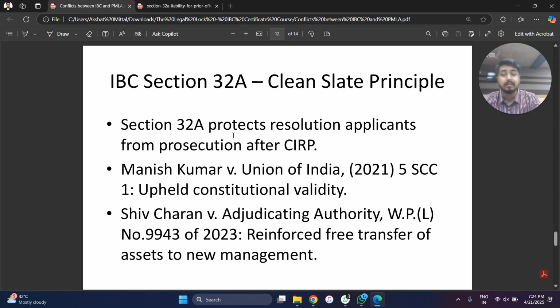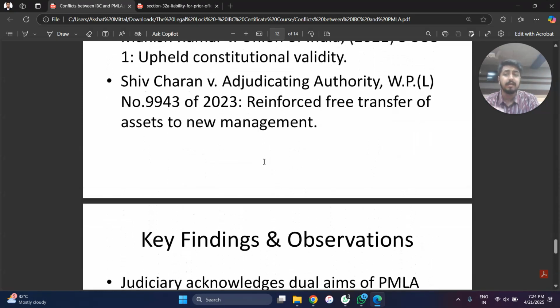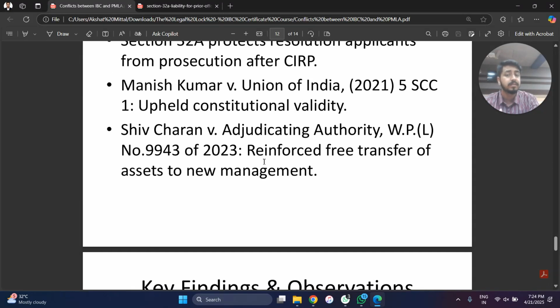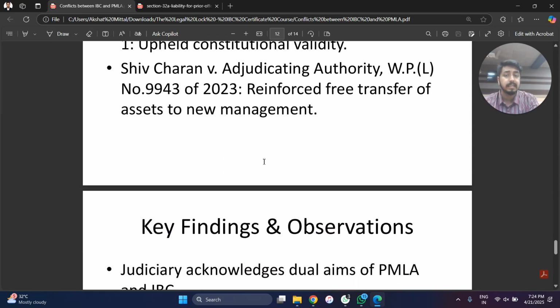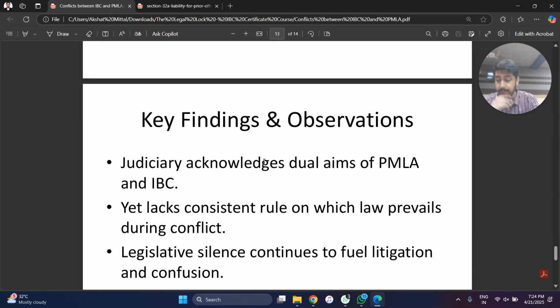So sometimes section 32A is confused as giving undue protection to the ex-management, but that is not the case. That is why even in the case of Manish Kumar versus Union of India, then again Shiv Charan versus Adjudicating Authority, both these cases upheld the validity of section 32A.